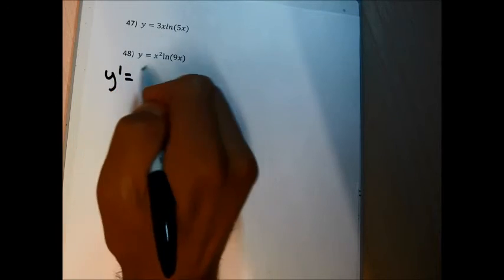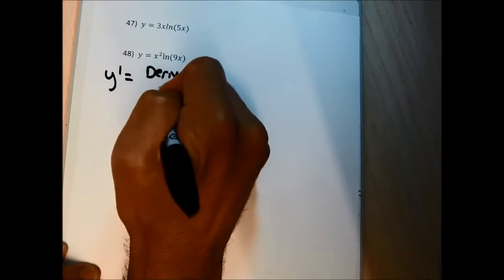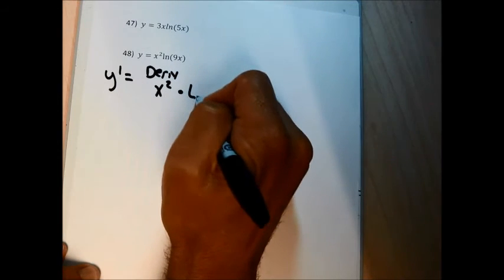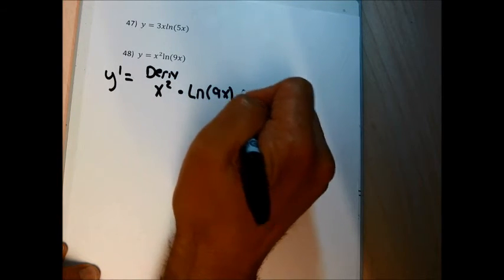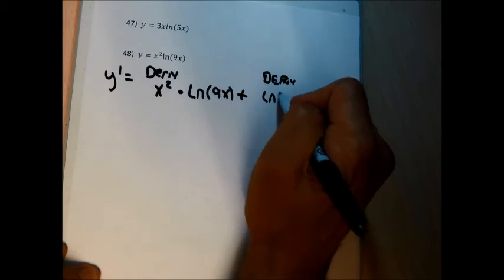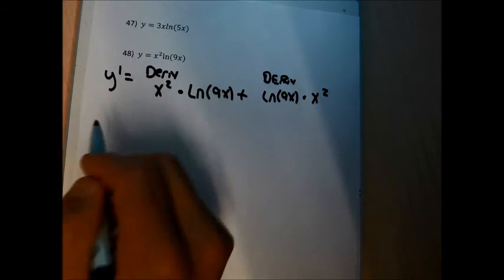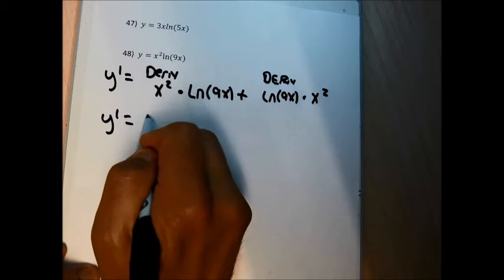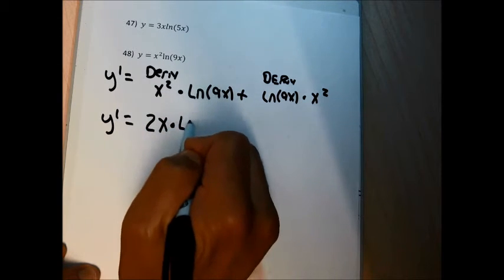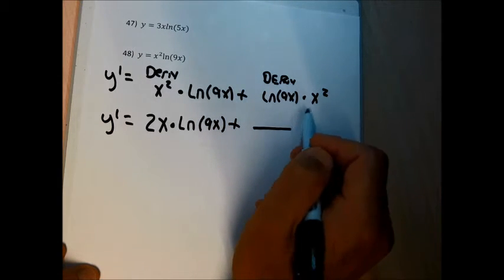48, product rule. So y prime is going to equal, first I have to do the derivative of x squared. So it's going to be the derivative of x squared times the natural log of 9x plus the derivative of the natural log of 9x times x squared. Oh, this is going to be lovely. Y prime equals derivative of x squared is 2x, and then times the natural log of 9x, plus the derivative of the natural log of 9x.